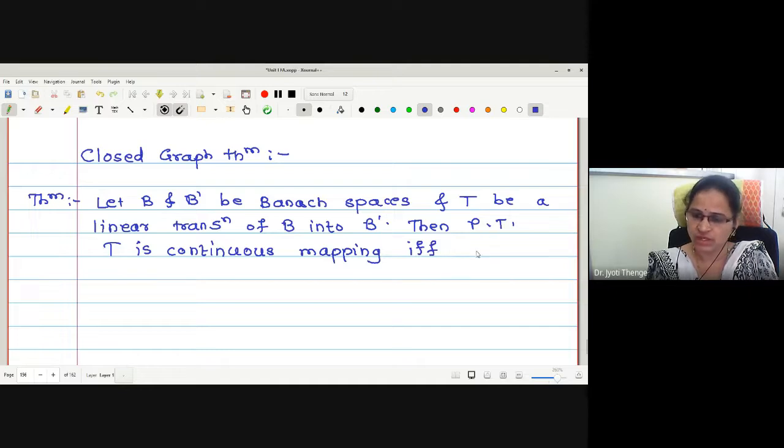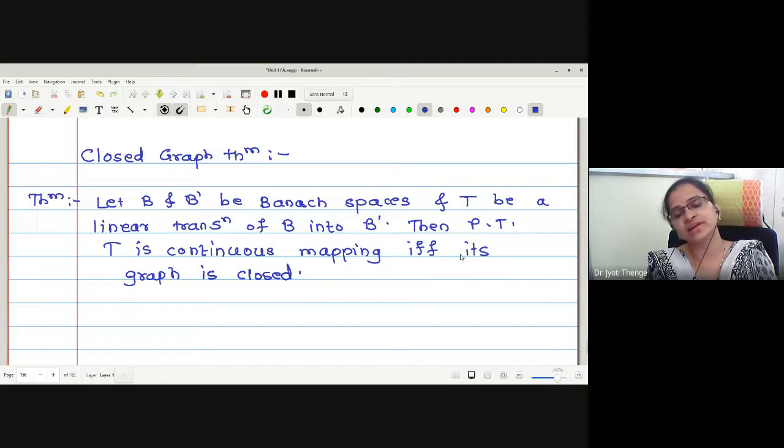Previously, what the theorem is saying? T is closed if and only if graph is closed. Now we were saying mapping is continuous if graph is closed. So this is actually an alternative condition for the mapping to be continuous.